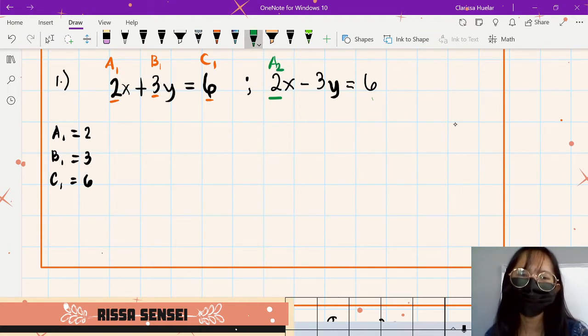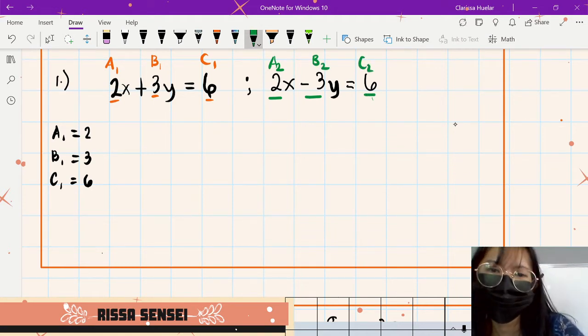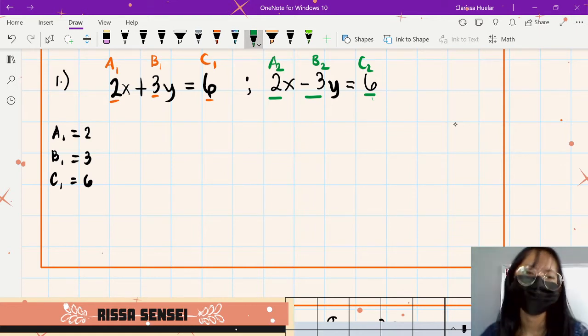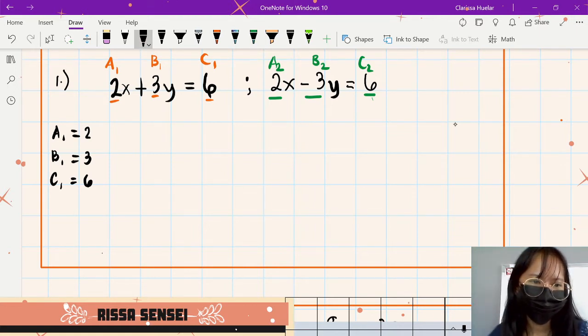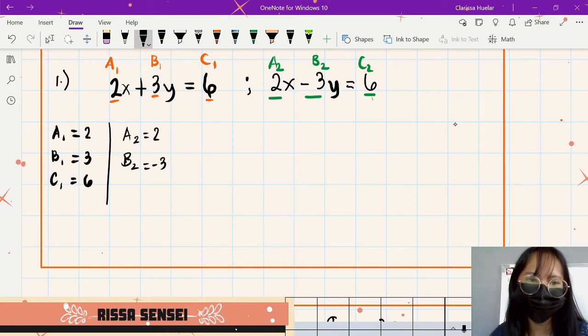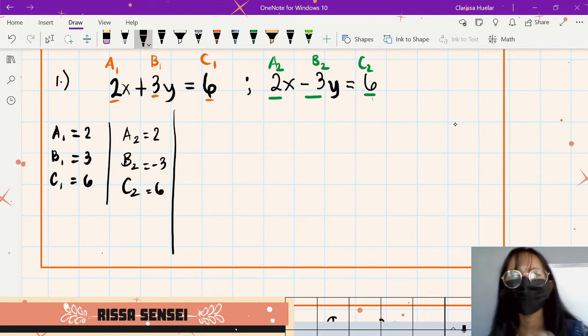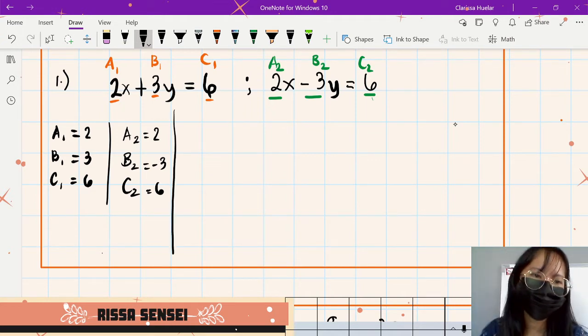Next, it's a sub 2, and this one is b sub 2 and c sub 2. Bakit sub 2? Kasi second equation na. Okay? So, lagay natin dito. A sub 2 is 2, b sub 2 is negative 3, kasama yung sign, and c sub 2 is 6. Now, pwede na tayo mag ratio. So, ratio lang nito. Ratio of this and this.